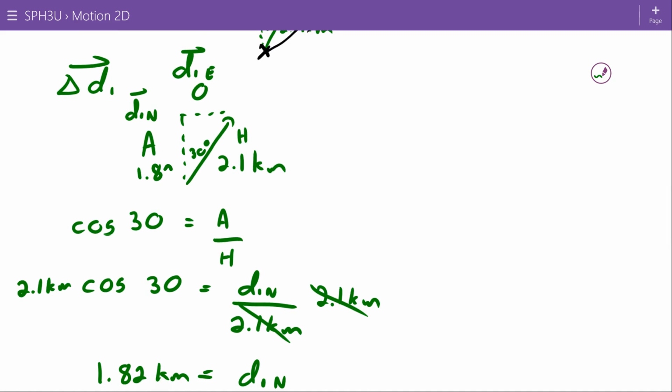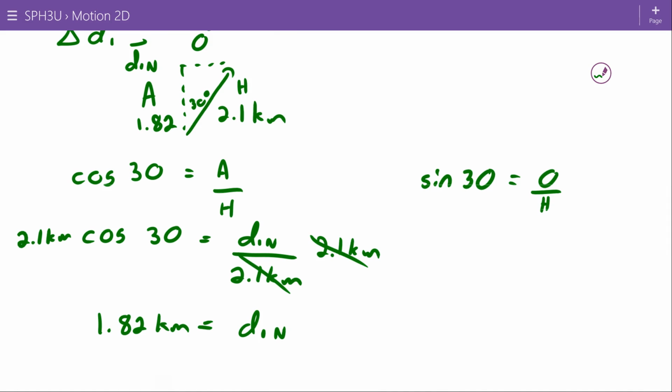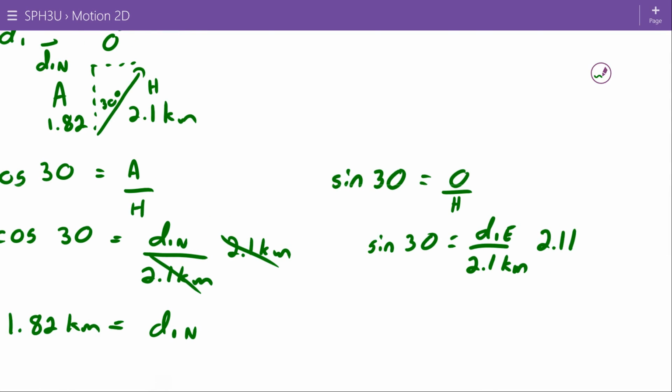This is 1.82. And now I'm going to do my east component. That's going to be your sine because it's your opposite and your hypotenuse. The easiest mistake to make when doing these questions is to switch which component is which. This is actually the second time I'm recording this video, because the first time I recorded it, I wasn't paying enough attention and I made that mistake. I'm going to show you as we go through the diagram a simple way, hopefully, for you to avoid making the same mistake that I made that is leading me to have to redo this video.